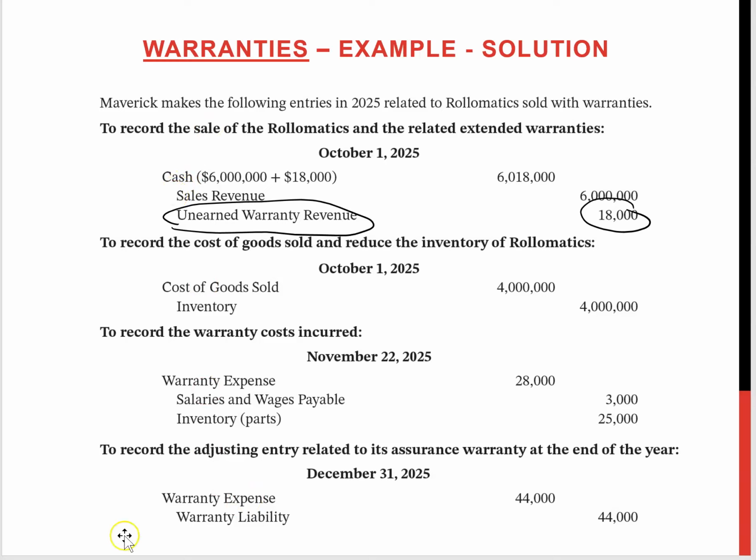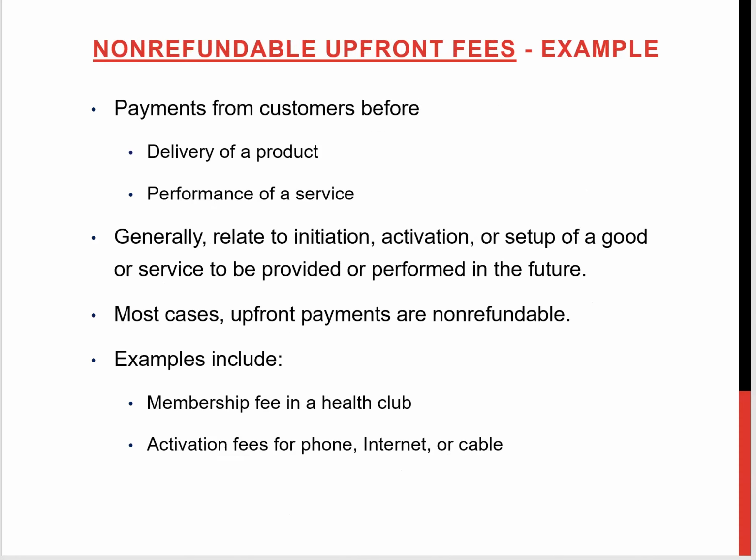So they will also record these adjusting entries reflecting the assurance warranty cost at the end of the year. We'll see the last revenue recognition issue example in this chapter: non-refundable upfront fees, and how you could record it.